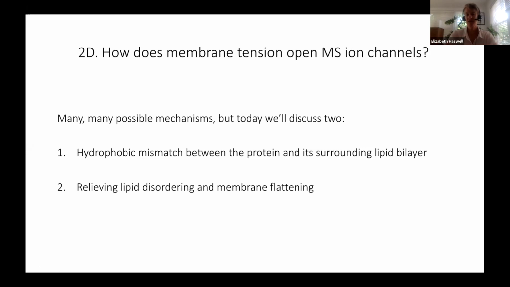So there are lots of ideas, and for a long time it seemed like there was one mechanism for every mechanosensitive ion channel that was studied. But now things are starting to coalesce around a couple of different principles. So I'm going to discuss two of those. One is called hydrophobic mismatch, and one is lipid disordering.